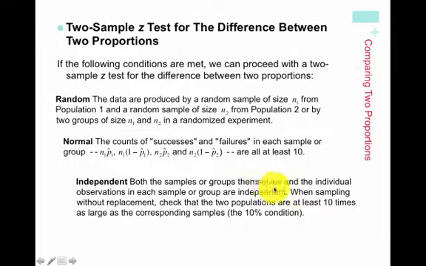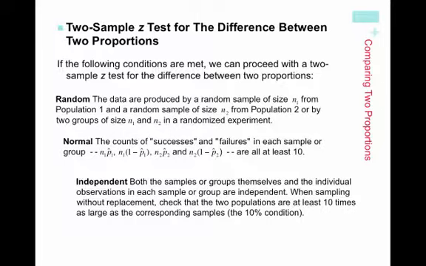And finally, independence: both samples or groups themselves are independent. That's important. Both the samples and the groups must be independent of each other. So population 1 and population 2 must be two independent groups. And when we are looking at each group independently, then within those groups, the sampling must be independent. And if we are sampling without replacement, this is where we look at our 10% condition.